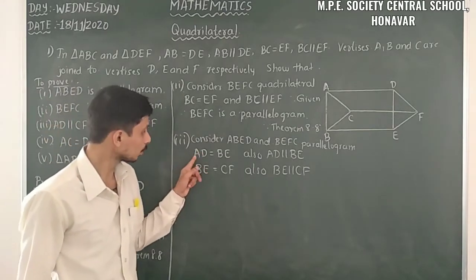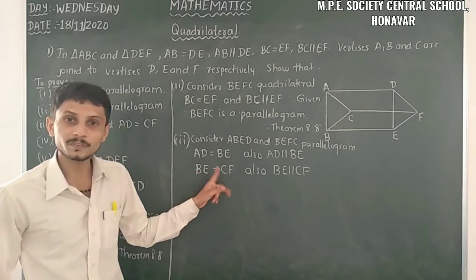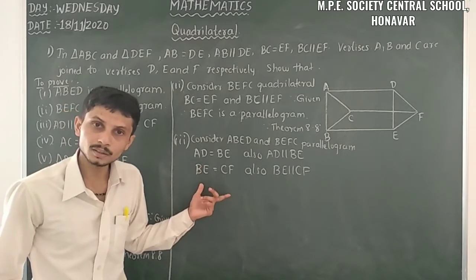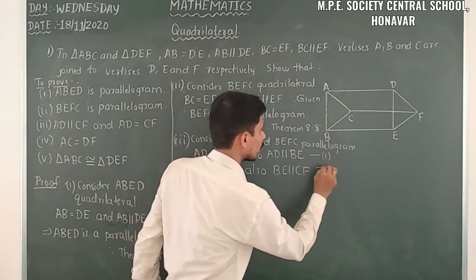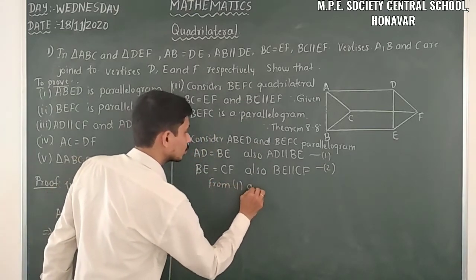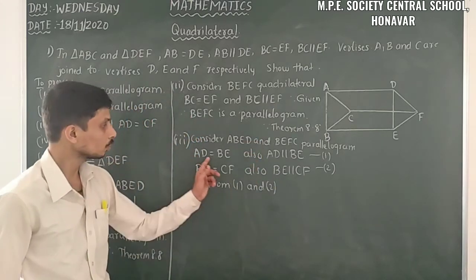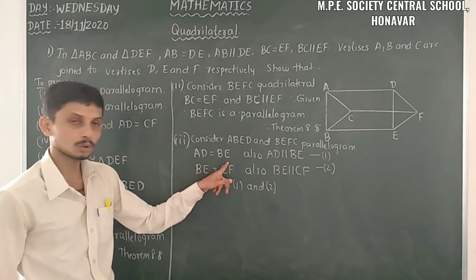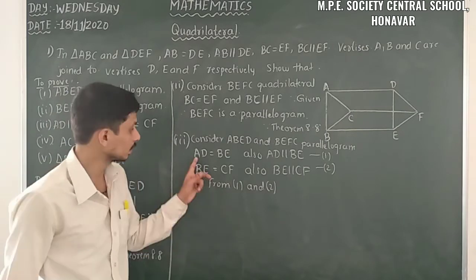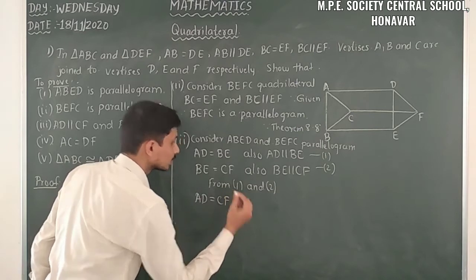Just observe, AD is equal to BE, and BE is equal to CF. So AD and CF are two things equal to the same thing, so they are equal to one another. I will take these as equation 1 and equation 2. From equations 1 and 2, AD is equal to BE, BE is equal to CF. Things which are equal to the same thing are equal to one another. That's why AD is equal to CF.